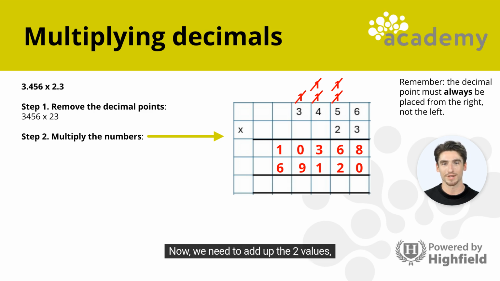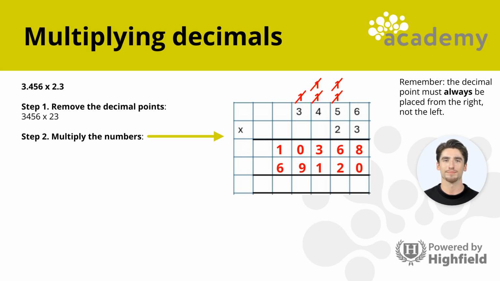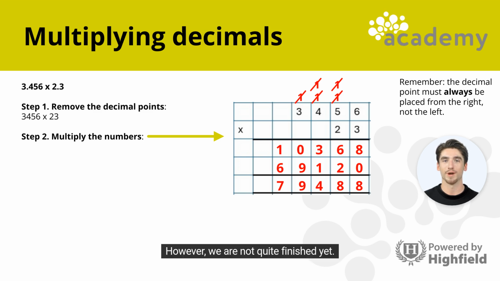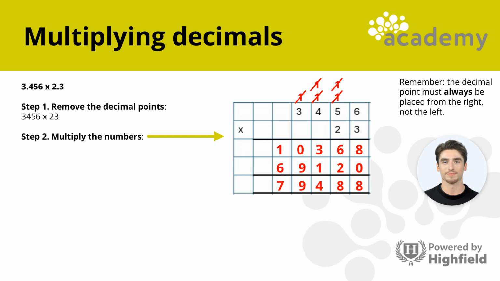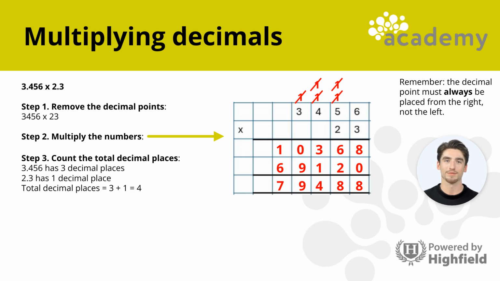Now, we need to add up the two values. Starting at the far right column. 8 plus 0 equals 8. 6 plus 2 equals 8. 3 plus 1 equals 4. 0 plus 9 equals 9. 1 plus 6 equals 7. The answer is 79,488. However, we are not quite finished yet. Let's move on to step 3.